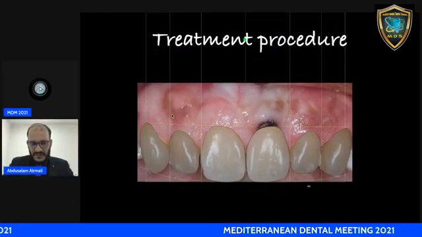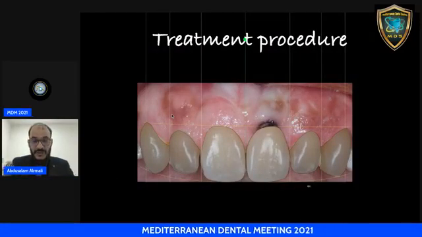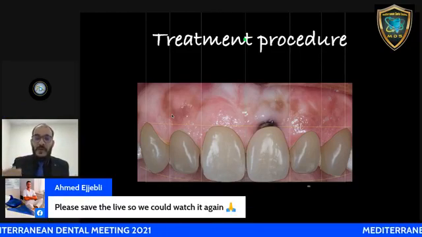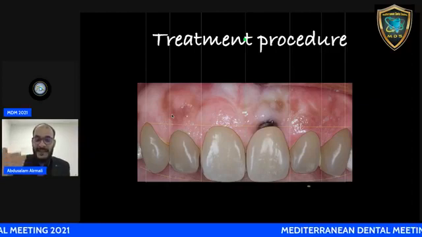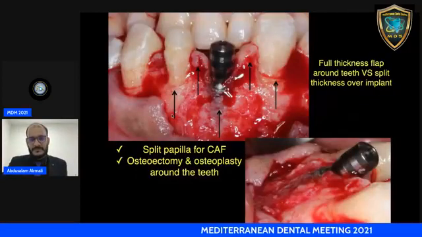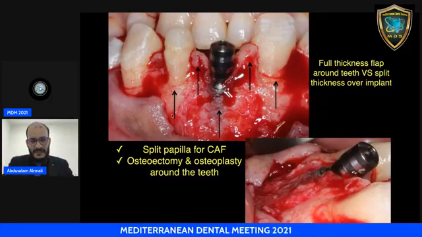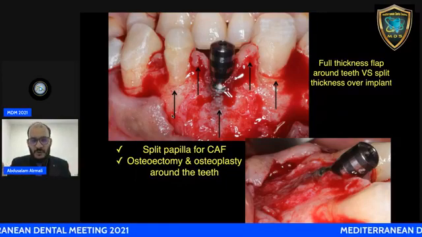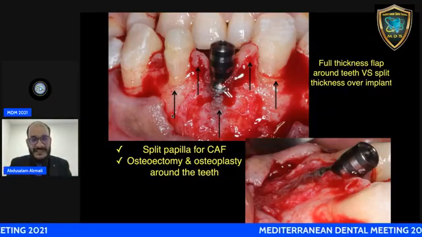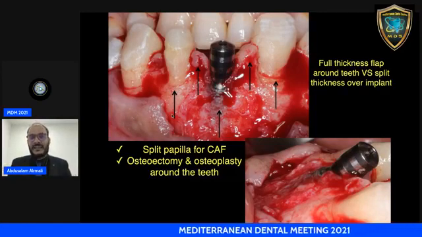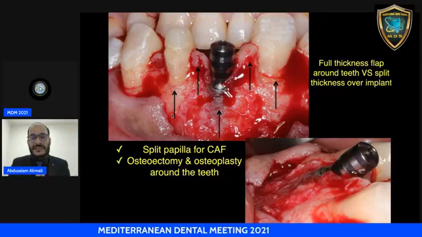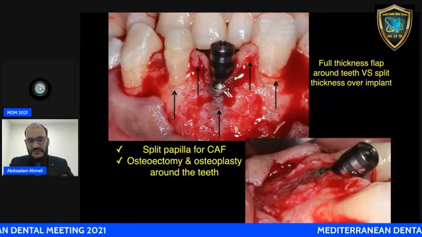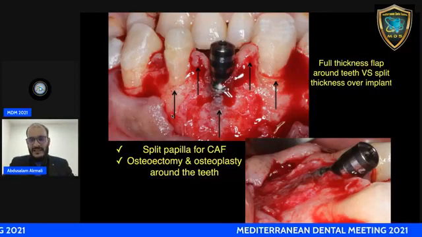This is the DSD of the patient, and we do DSD to determine the amount of crown lengthening, mesial and distal, and to determine the amount of soft tissue graft over that implant. I opened two full thickness flaps over the teeth to do osteectomy and osteoplasty, esthetic crown lengthening, not exceeding the mucogingival junction, and opened a split thickness flap over the implant, trying to preserve the connective tissue adhesion over the implant to place the connective tissue graft.